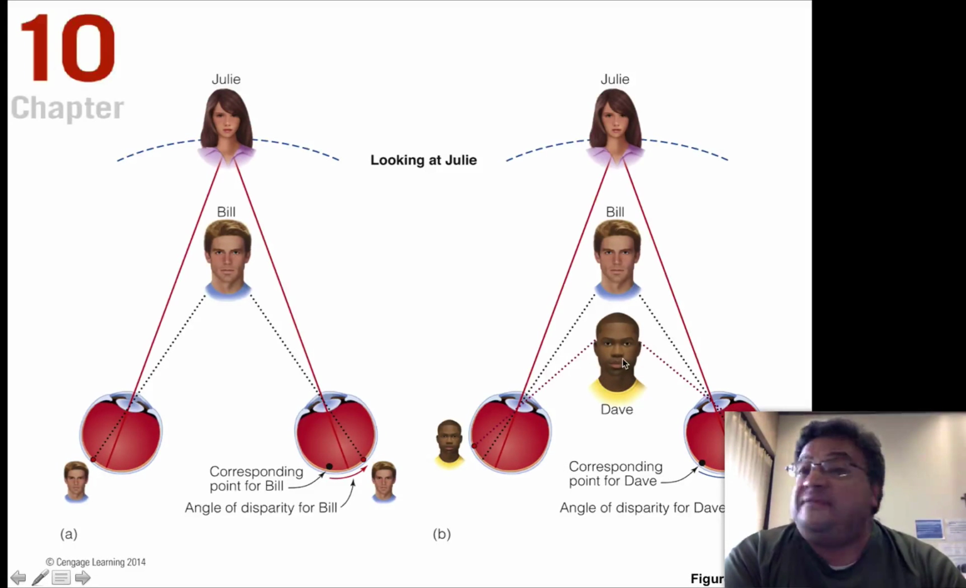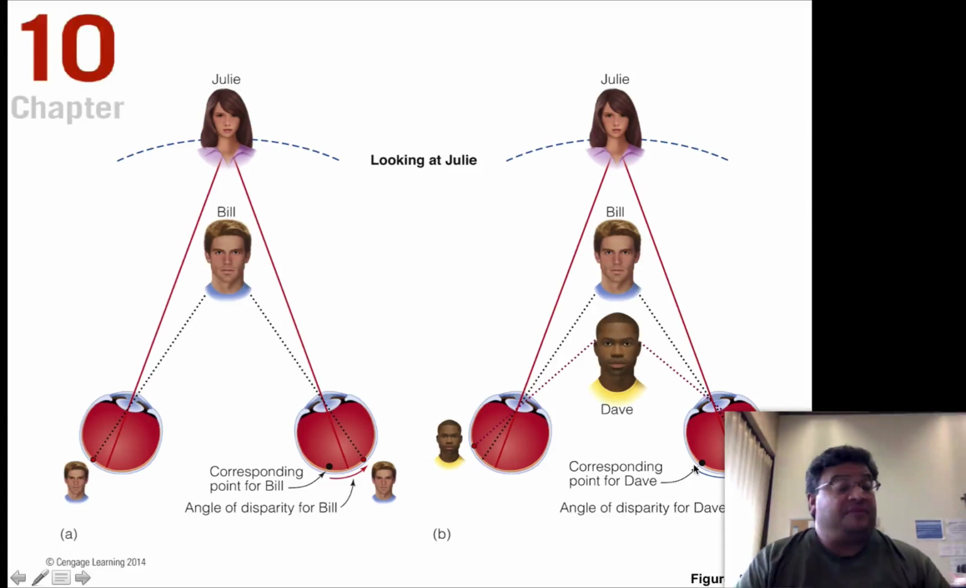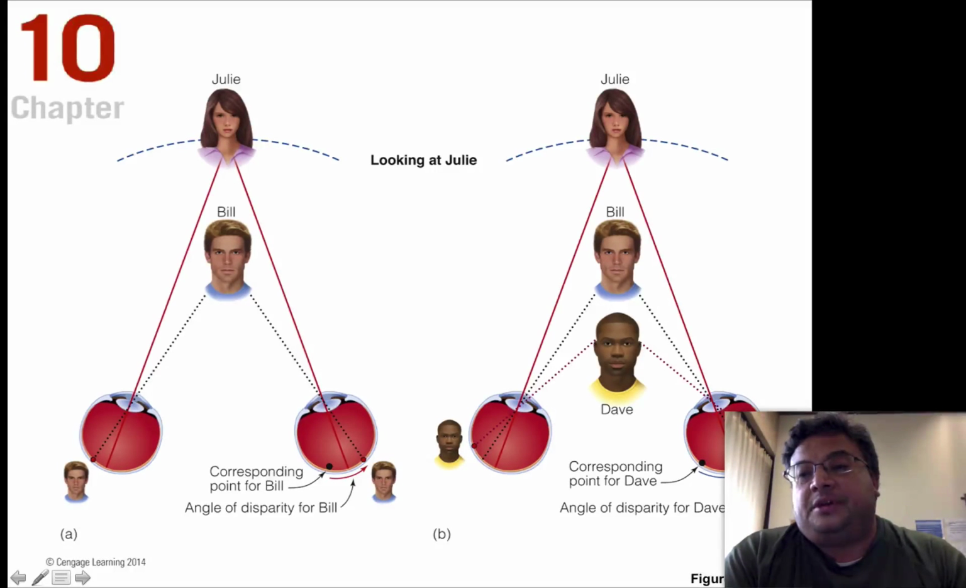Let's look at Dave, who's even closer to me than Bill. Notice how it goes further out. The point for Dave goes further out, relative to the distance from the fovea, which tells me that Dave is even closer to me than Bill is. So since Julie's point falls here, Bill's point falls here, and Dave's point falls here, we can use this angle of disparity for Dave and the angle of disparity for Bill to compute how far away Bill and Dave are.